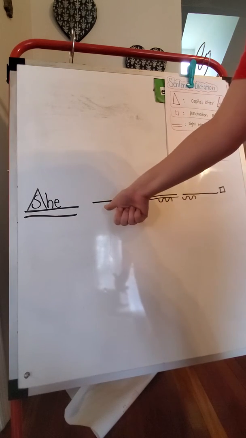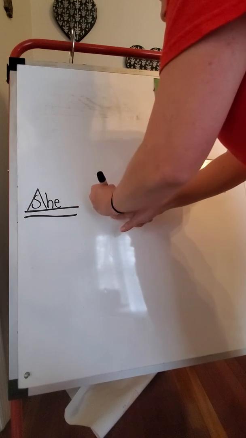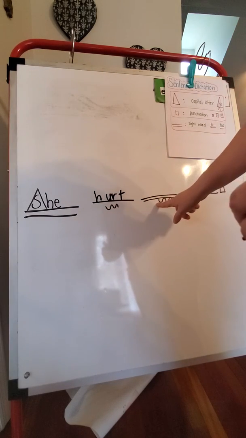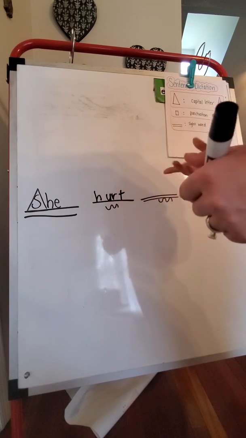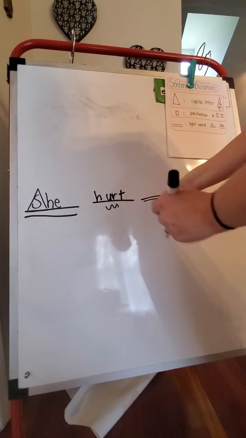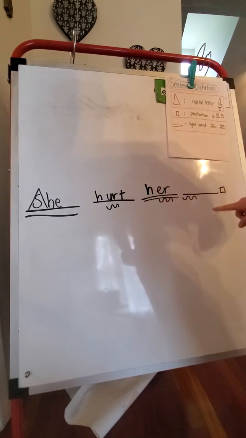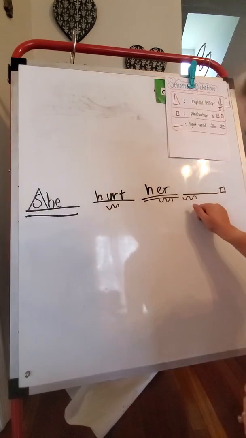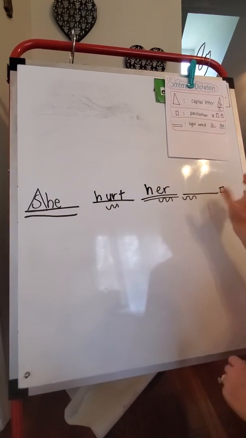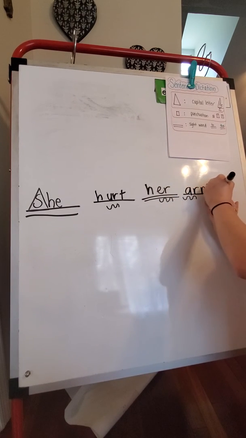Hurt. So I'm going to go ahead and tap it out. This one, her. It's a sight word, but it also has an R controlled vowel in it. Her. And then this one has an R controlled vowel from the first video I posted. Arm. R. And then make sure to have a period.